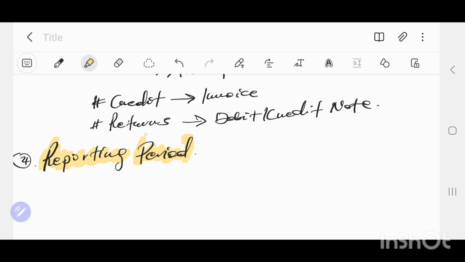What is the reporting period? A reporting period is a 12-month period. It's a 12-month period that the business chooses, the period the business chooses to measure their results. It needs to be 12 months, which is a year.